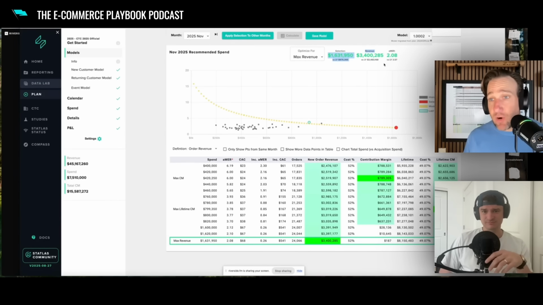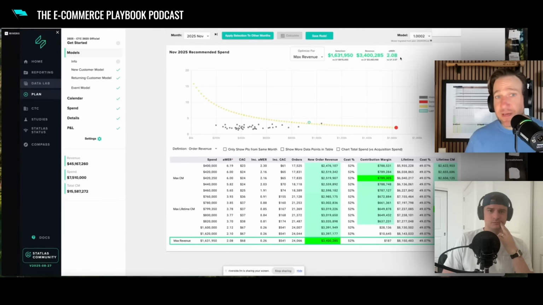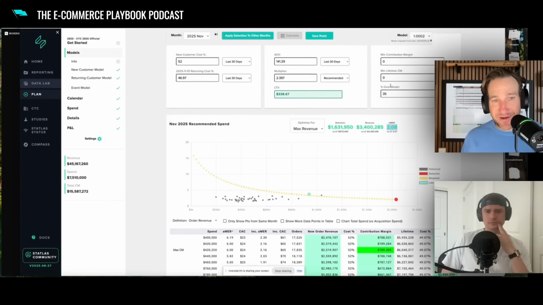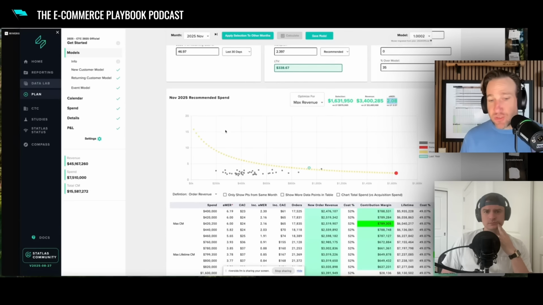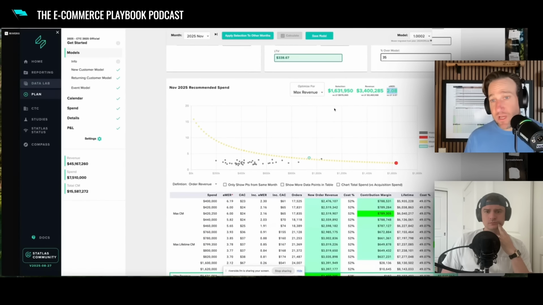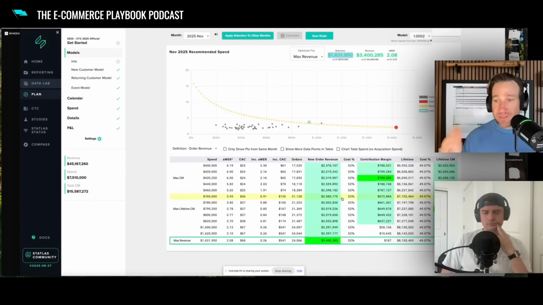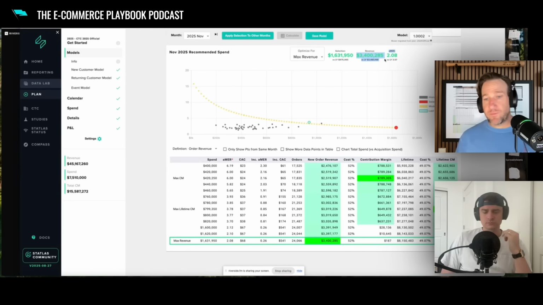That's right, because now our new break-even point is about a 2.08 aMER, right? We've got a 52% cost of goods. So that means we can spend less. But how much less? Well, the model tells us $300,000. So we can literally model the exact expectation of the change and come up with a new goal, which is we're going to now set our budget at 1.63 million at a 2.08 aMER to generate 3.4 million in revenue.